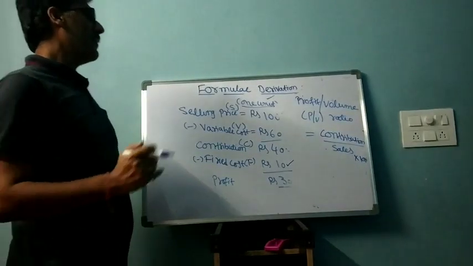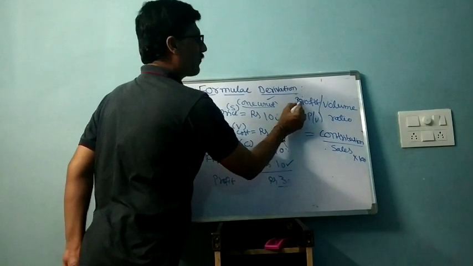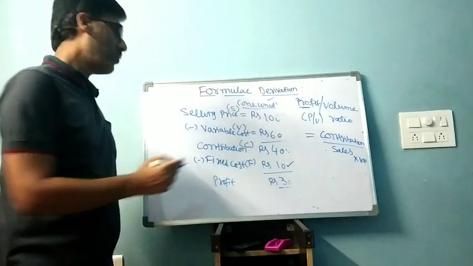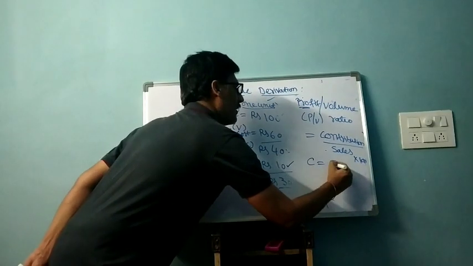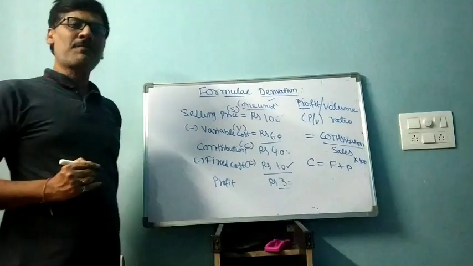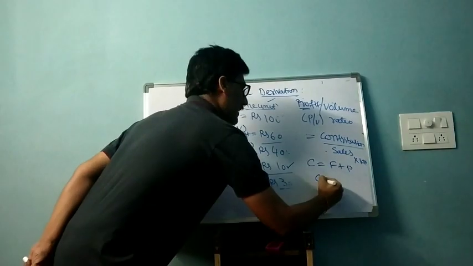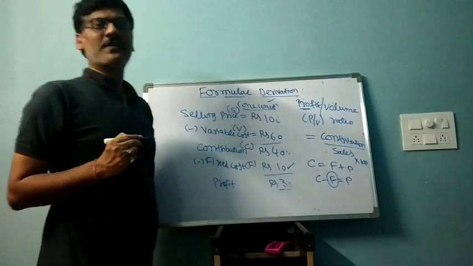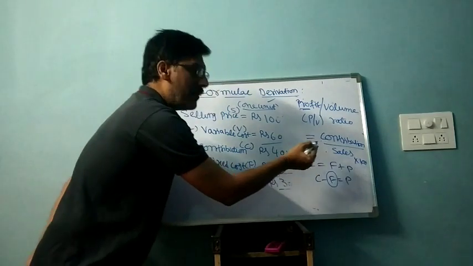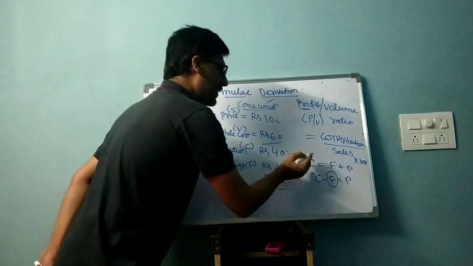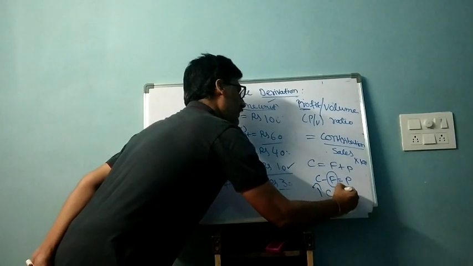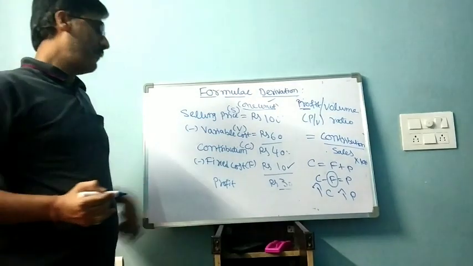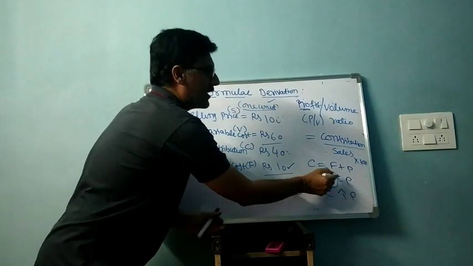Now your doubt is why I am applying contribution instead of profit. How will you get profit generally? What is the source for getting profit? Contribution. If you remember this formula, contribution is equal to fixed cost plus profit. So how will you get profit? C minus F is equal to P. Fixed cost remains constant. This will not change. So if you want to increase the profit, what should be increased? Contribution should be increased. If you increase contribution, profit will be increased. So what is the source for getting profit? Contribution.